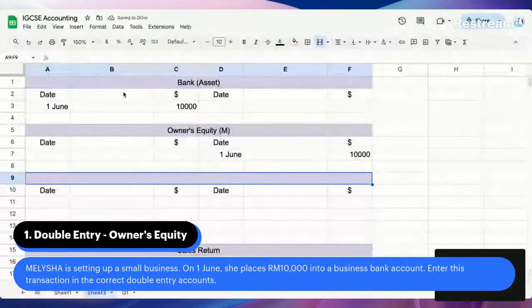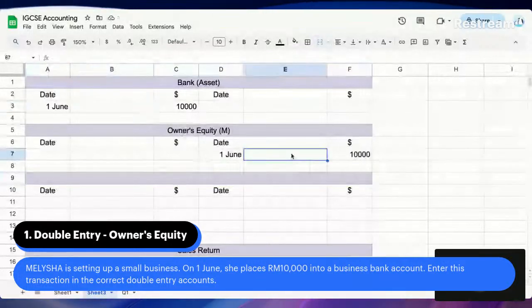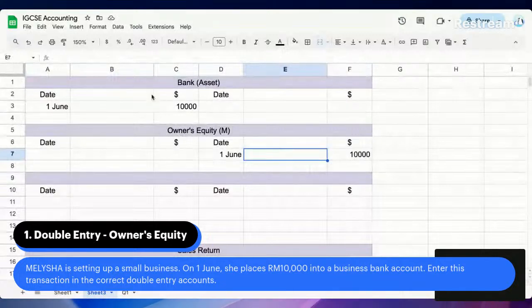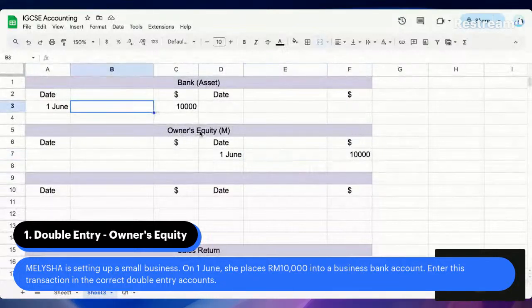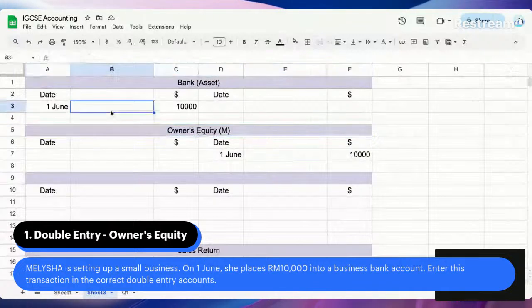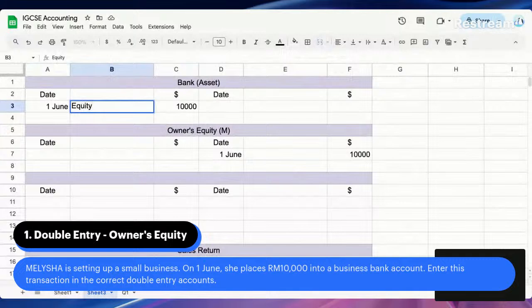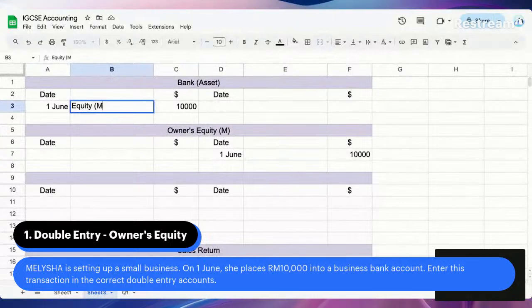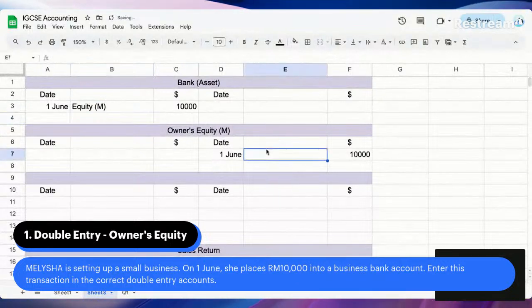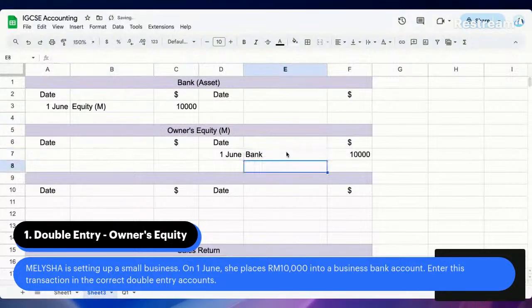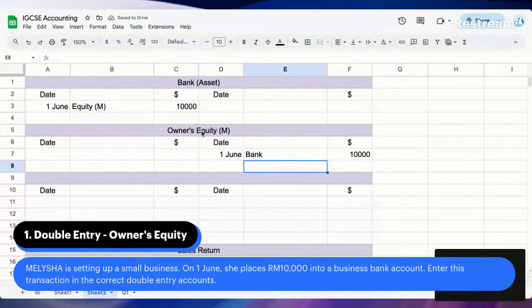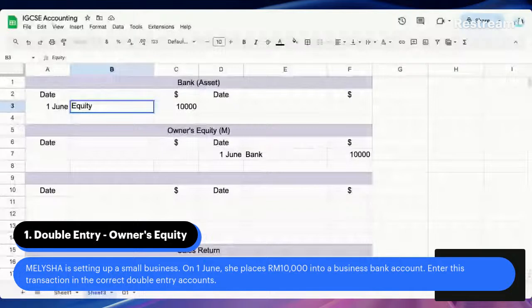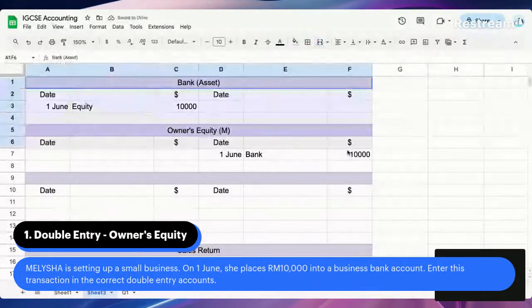Now, in the description part, what you need to put is very simple, because if you're not sure, you just look at the account name. Then you just put equity, which is Melissa. And here is bank. And that's it. By right, you shouldn't put M here. It's just a hint for you. So you would normally do it like that. So this is the answer for example number 1.